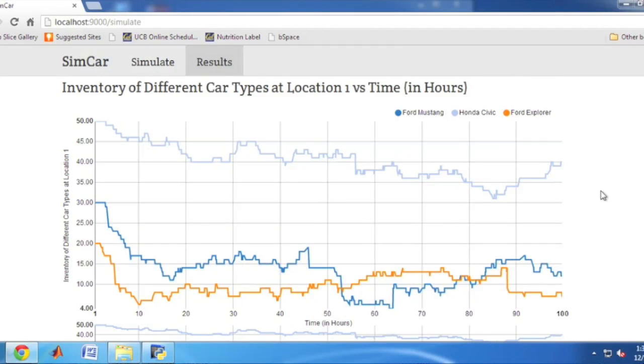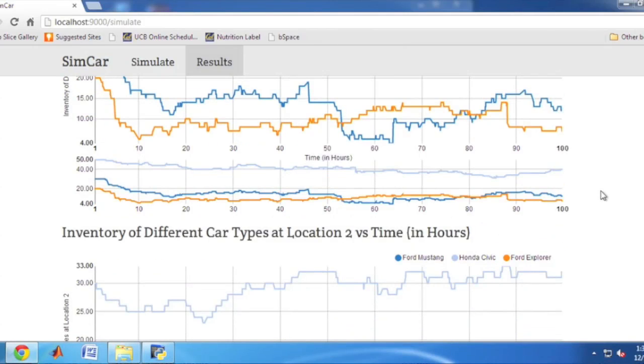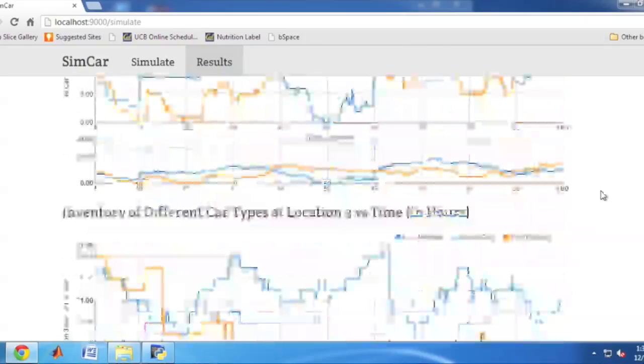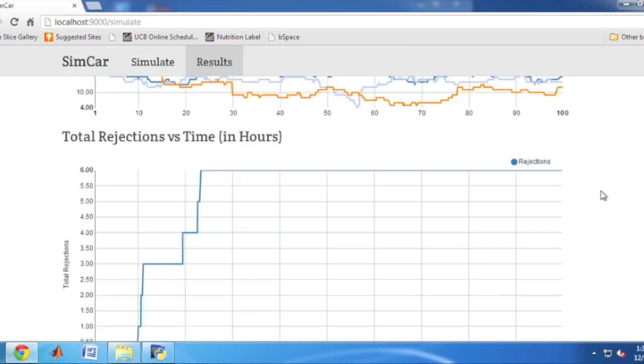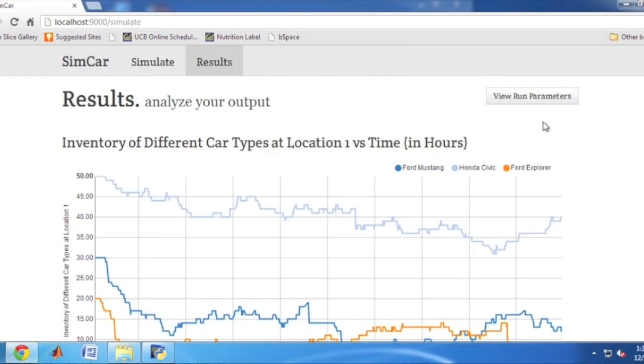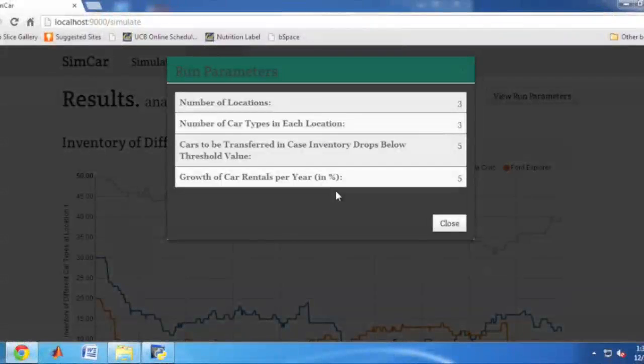Similar graphs for inventory are shown at all the other locations that we picked, but the most important thing is the number of rejections that the car type actually had. So in this case, there were 6 rejections in total. It should be important to say, however, that our future releases of the model will also provide information on the rejections at specific locations and of specific car types, not to mention the number of upgrades that were required at all these different locations. Also, to remind the user about what exactly the run parameters are, there's an easy to click button around the top right corner. This then displays all the parameters that were chosen.